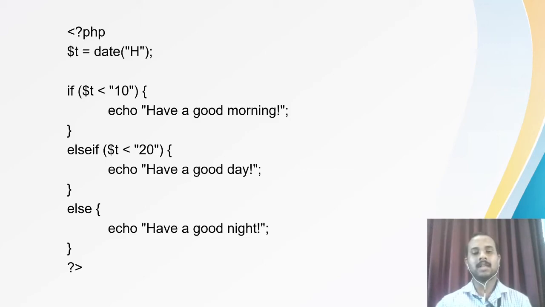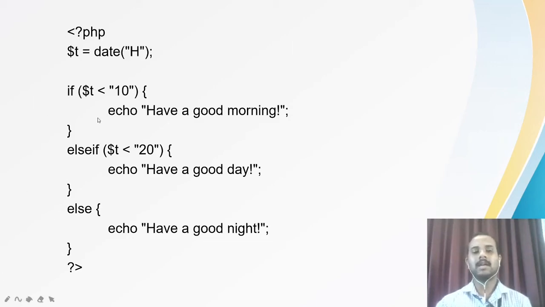Now let me say that the time is 13, that is 1 o'clock, right? Afternoon 1 o'clock. So 13 is lesser than 10, no, false. So it will go to the next else if: 13 is lesser than 20. Yes, 13 is lesser than 20. So since it is true, it will print have a good day. Now it will directly come out.